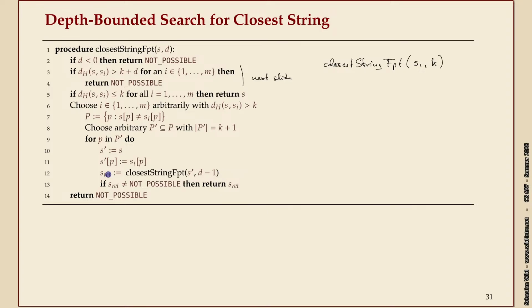If the return value of this ever is a valid consensus string, it must have come from this base case, and then we're happy and we return it. And if neither of these k+1 options works, then we're doomed. There's no way to find a consensus.